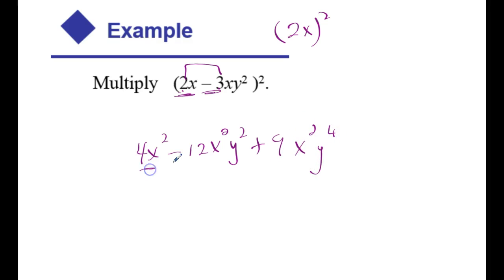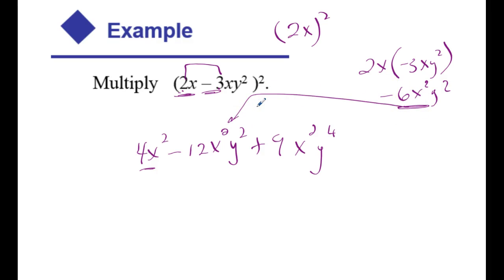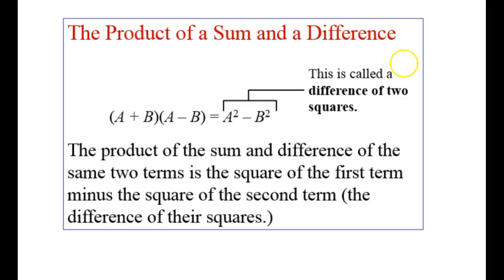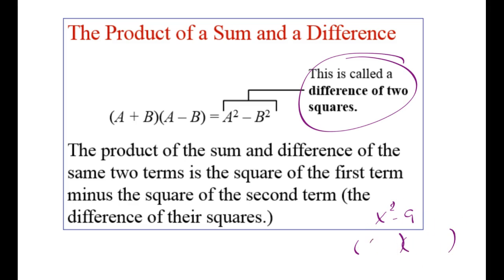So squaring the first, twice the product, well, the product of 2x and negative 3xy squared is negative 6x squared y squared. But then remember, you have to do twice that, and that's how I got the negative 12. And I think the author agrees. So this is called the difference of two squares. Oftentimes the most common example of difference of two squares is x squared minus 9. And the difference of two squares you can write as x plus 3 and x minus 3.